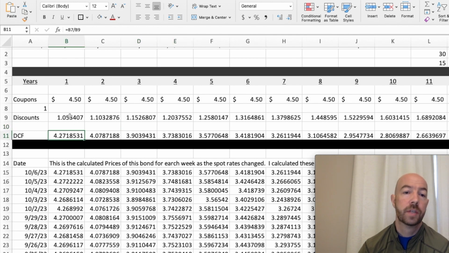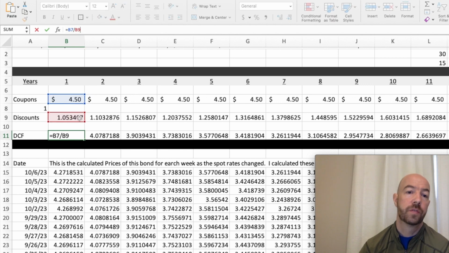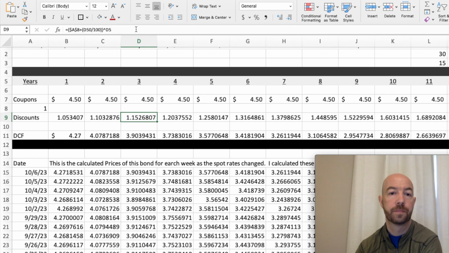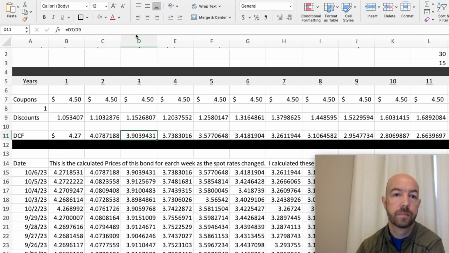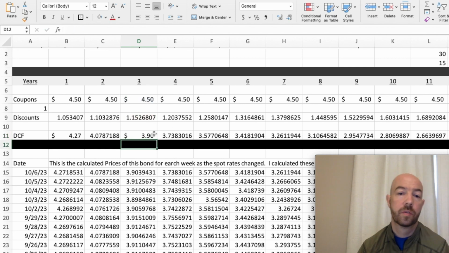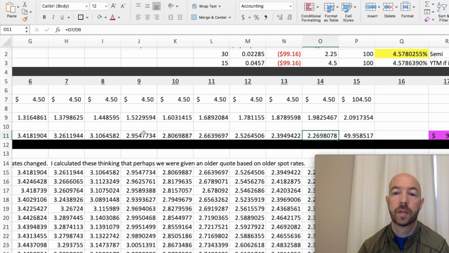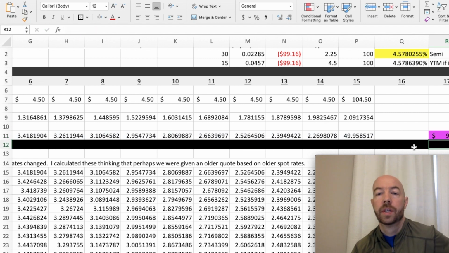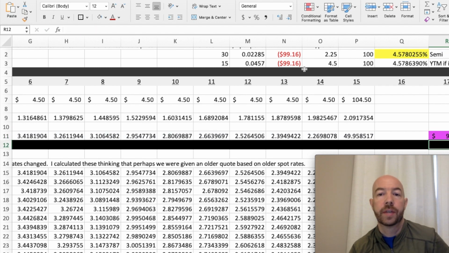Anyways, if you discount all these cash flows, meaning you take the 450 at each period divided by the appropriate compounded spot rate for that year, you're going to get a bunch of cash flows. You add up all the cash flows here, and you're going to get to 94.93. 94.93 is significantly different than 99.16.